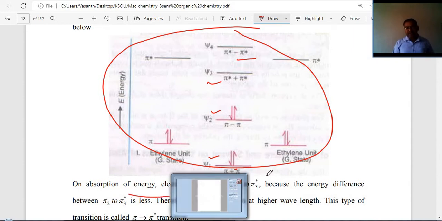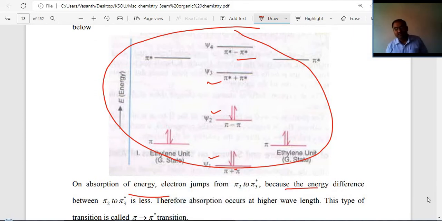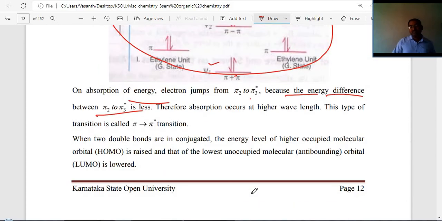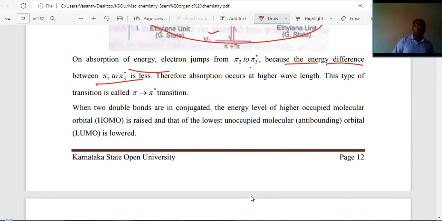On absorption of energy, an electron jumps from pi 2 to pi 3 star. Because the energy difference between pi 2 and pi 3 star is less, the absorption occurs at a higher wavelength. This type of transition is called a pi to pi star transition.